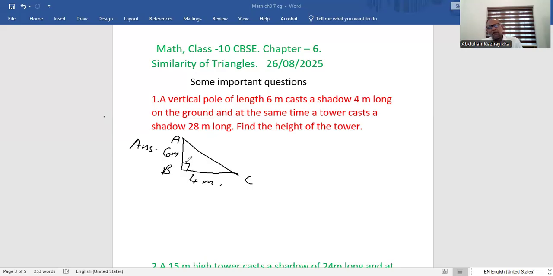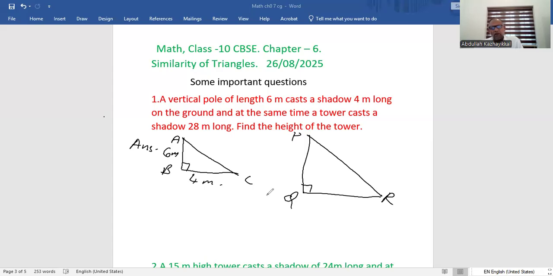One triangle is given here. One more triangle can be made, because we have to find the height of the tower. So here is the tower and here is the shadow. Again a right triangle. Give it another name, PQR. This is 90 degrees. How can we make the two triangles similar? Then our problem is over.